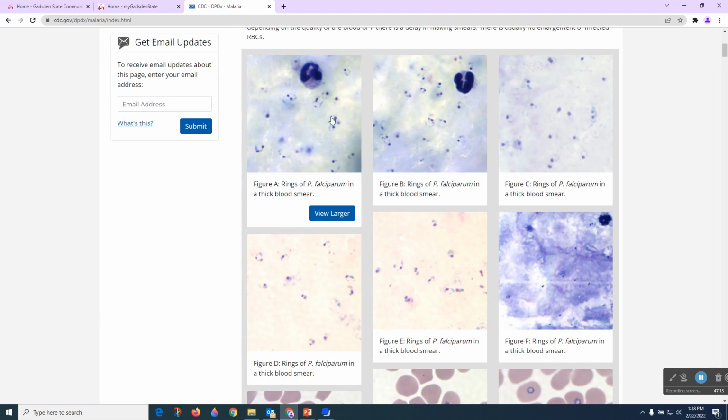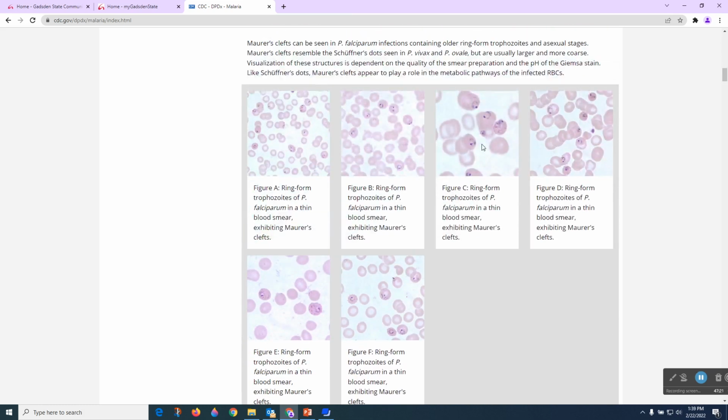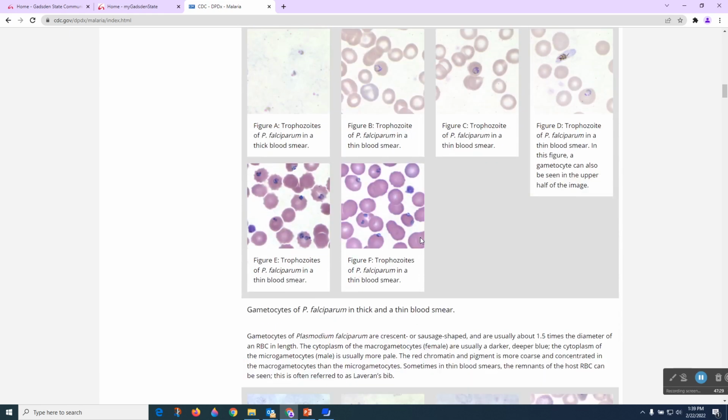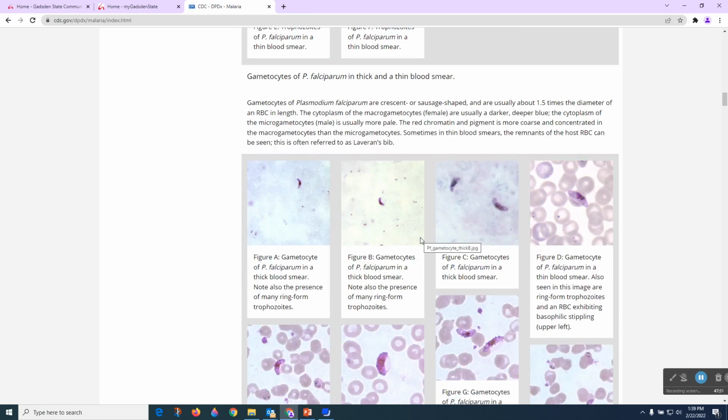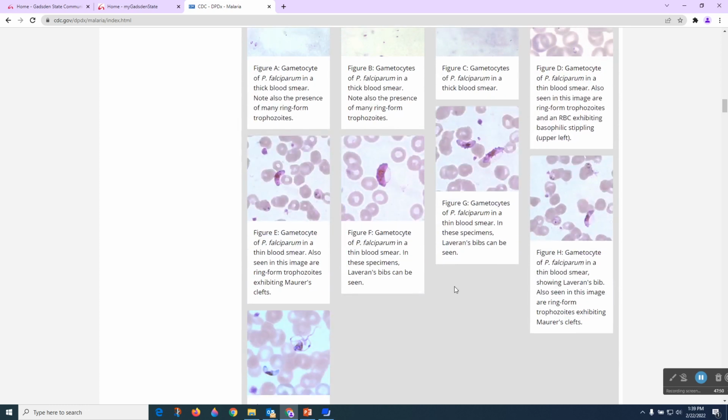This is in a thick smear. It looks like a little ring here with a little dot. And then this is a thin smear. You can see that ring form inside the red blood cells. And then we can also see the gametes. This is showing the actual little gamete forms in the blood. As part of the reproductive cycle, the gametocytes, not gametes, I'm sorry, the gametocytes. So different objects that we can see in our blood smear.